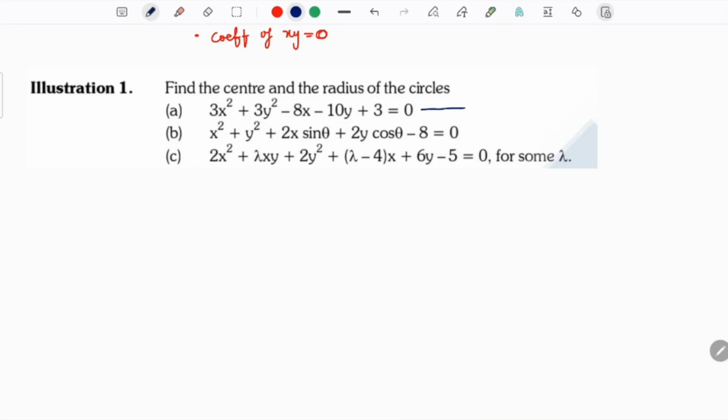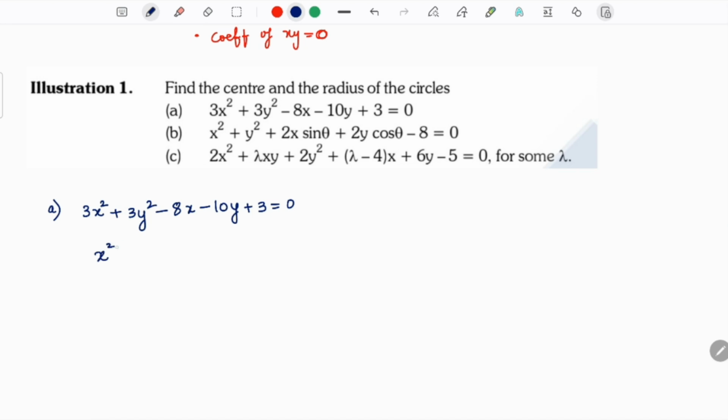Find center and radius for this particular first one. 3x square plus 3y square minus 8x minus 10y plus 3 is equal to 0. What would be center here? Can we do minus x quotient by 2 comma minus y quotient by 2? We can't do that because x square quotient, y square quotient is not 1. So first we have to make it 1.